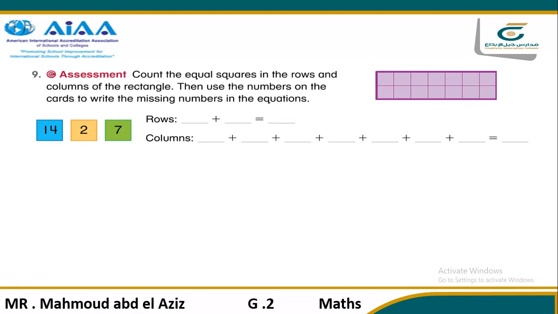Another question. Count the equal squares in the rows and columns of the rectangle. Then use the numbers on the cards to write the missing numbers in the equation. Here, how many rows? 2. In each one, how many squares? Let's count. 1, 2, 3, 4, 5, 6, 7. Excellent. So here you can add 7 and 7. It will be 7 plus 7. So you can write here 7 and here 7, which equal 14. So we use this card and this card. Here 7 plus 7, which equals 14.